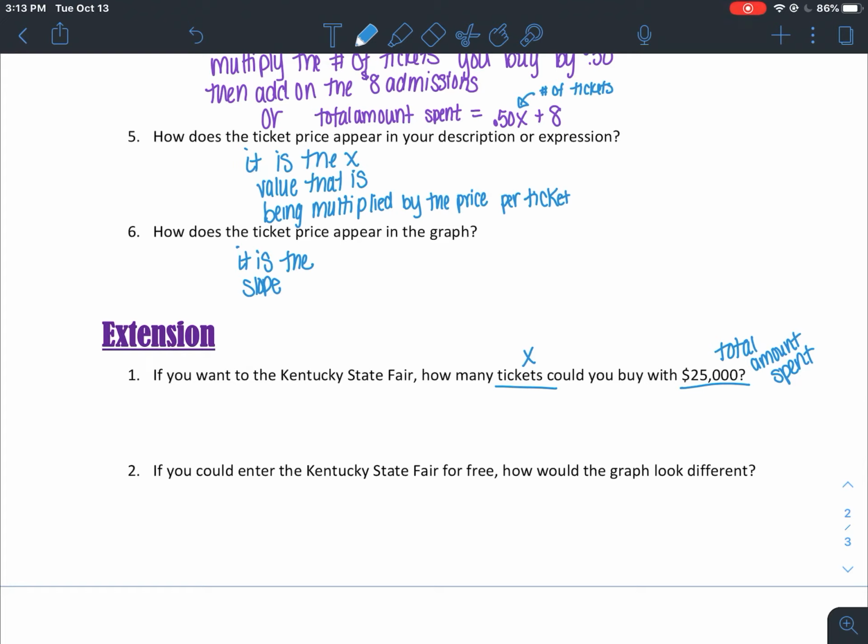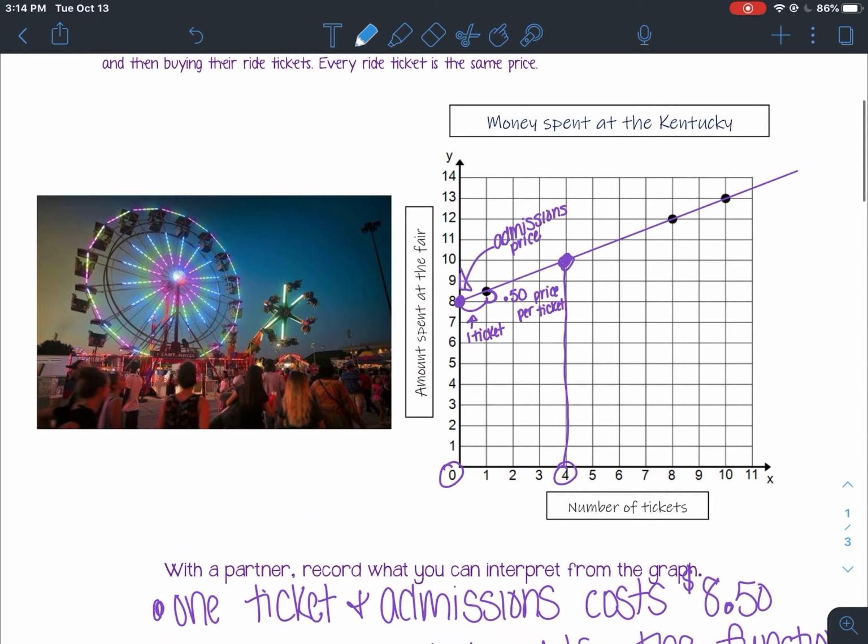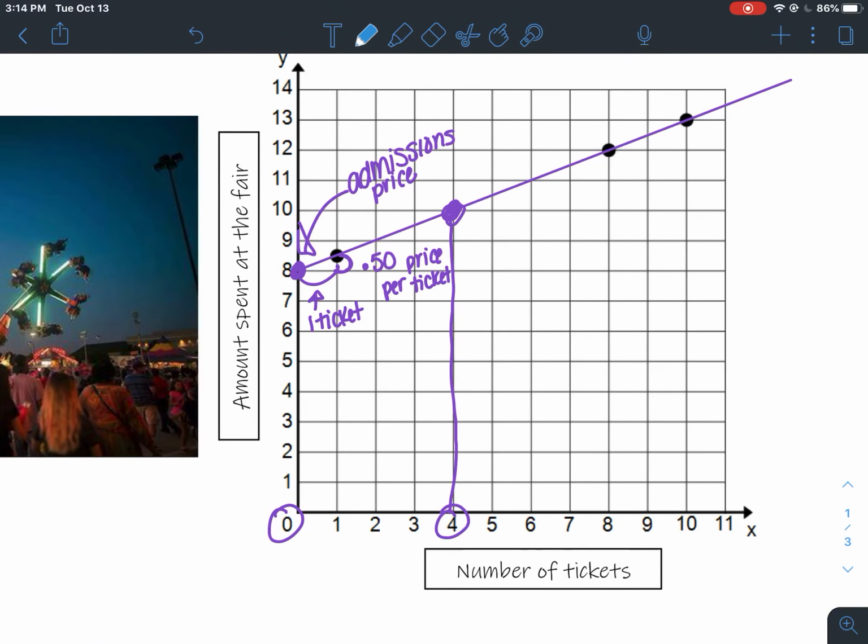And then for the second one, if you could enter the Kentucky State Fair for free, remember it costs you $8 to enter. Now we're going to enter for free. Maybe we're going on a Wednesday when we don't have admissions prices. How would this graph look different? Okay, and then tell me what you think.